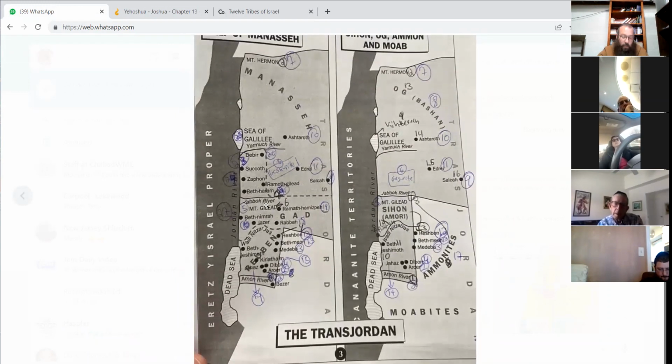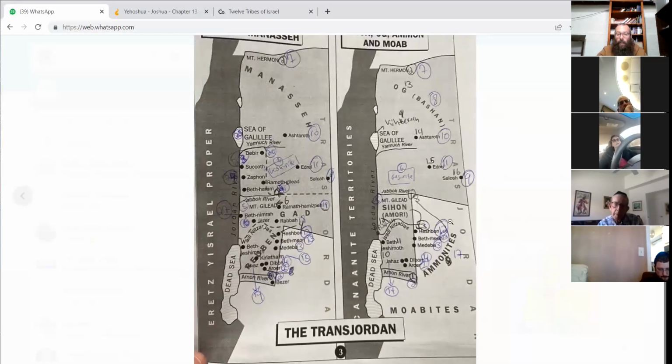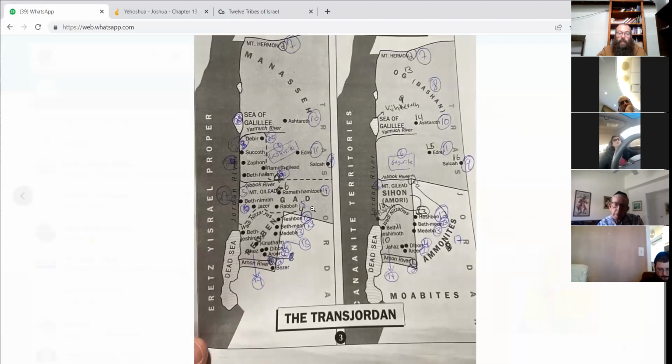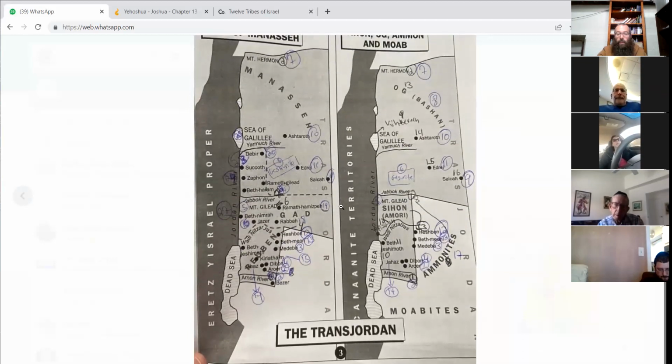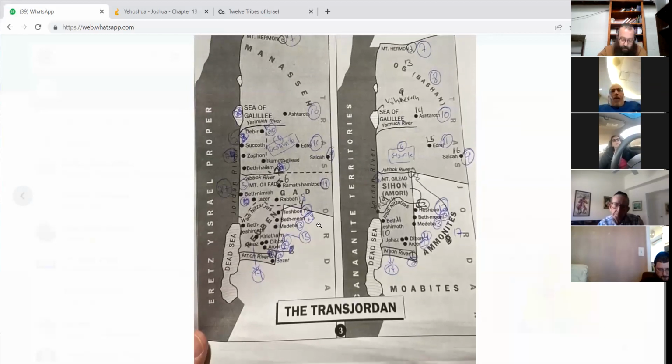This is called Mount Gilad. You see it right over here. And they got half of the land of Ammon. You see, the Ammonites were here, and their land got cut off and they got half of the land. The Ammonites are here, and they're getting half of the land of the Ammonites.